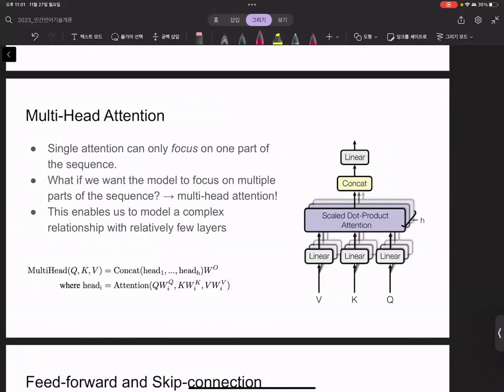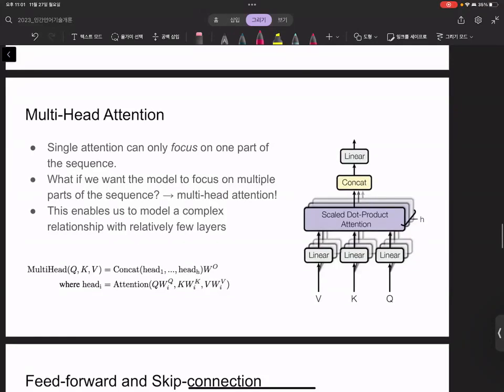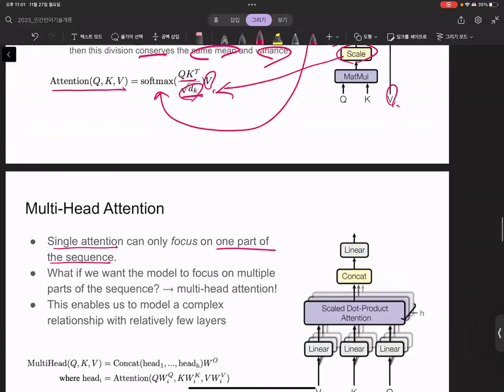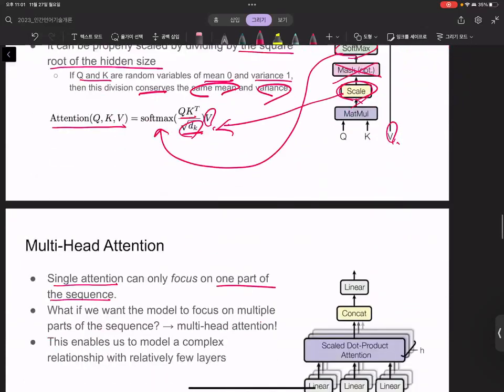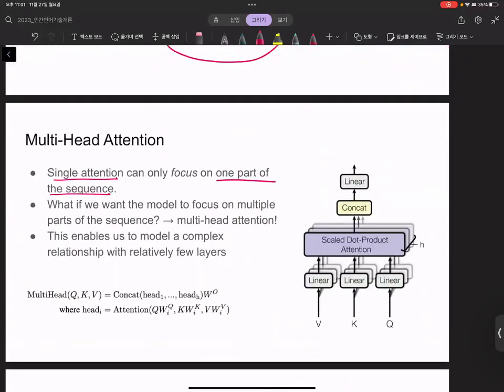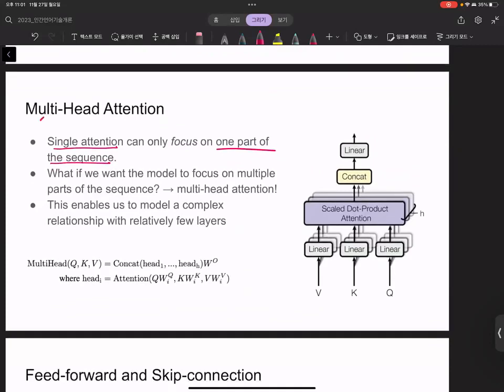And here is the multi-head attention. Single attention can only focus on one part of the sequence, right? So even if we take scale, this limitation is not fully resolved, but this can be resolved further by using the multi-head attention.